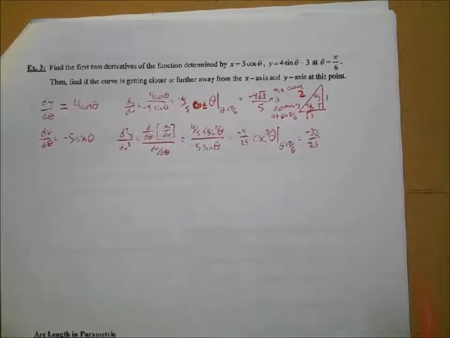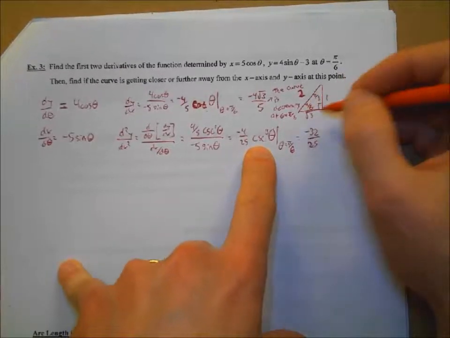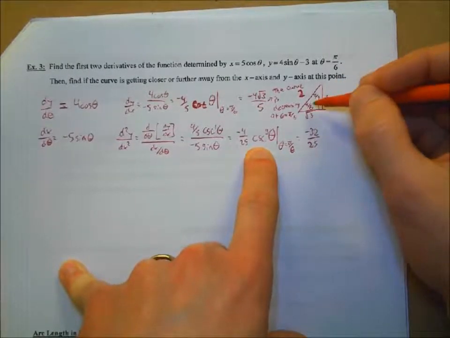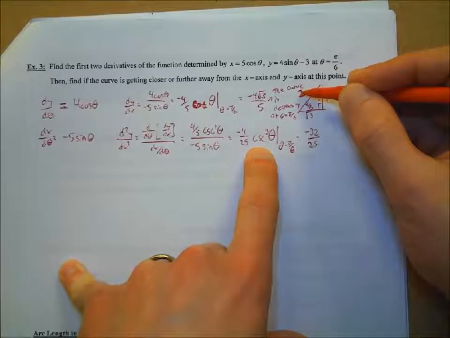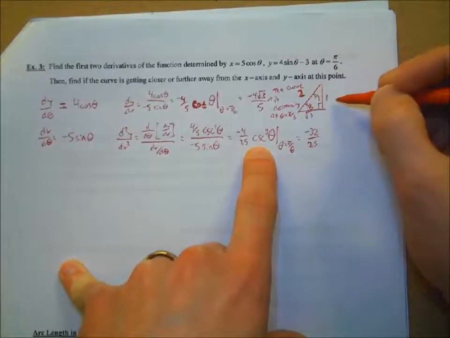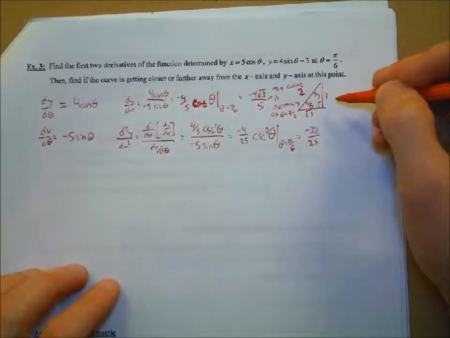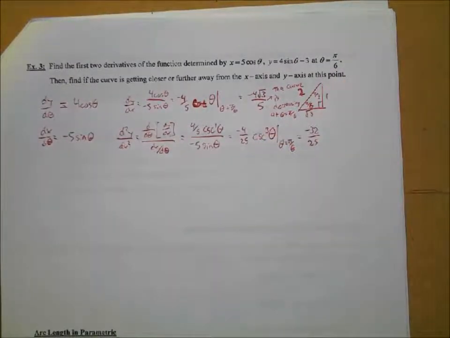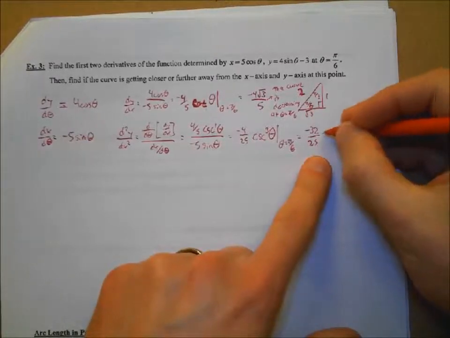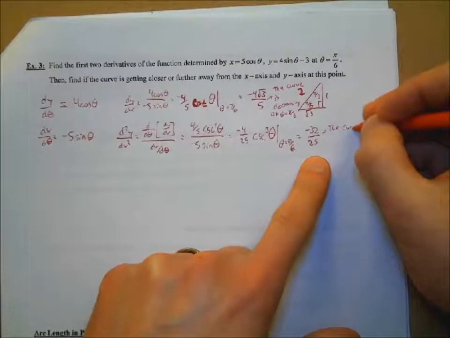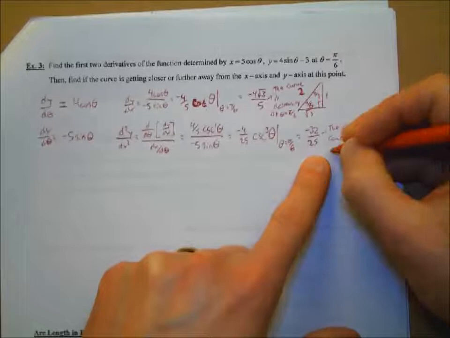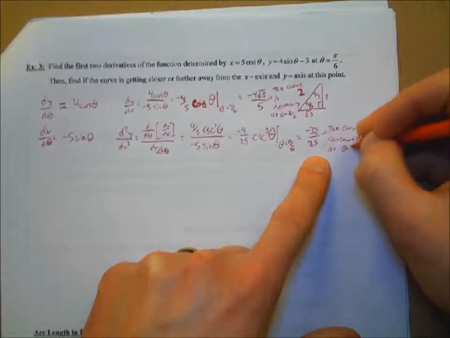Again, if cosecant is uncomfortable for you, using that reference triangle, cosecant is 1 over the sine. So if sine of pi over 6 is 1 over 2, cosecant will be 2 over 1. So 2 over 1 cubed, so 8 times negative 4, negative 32 over 25 there. Okay, and this indicates what about our graph? Concave down, okay? So the curve is concave down at theta equals pi over 6.